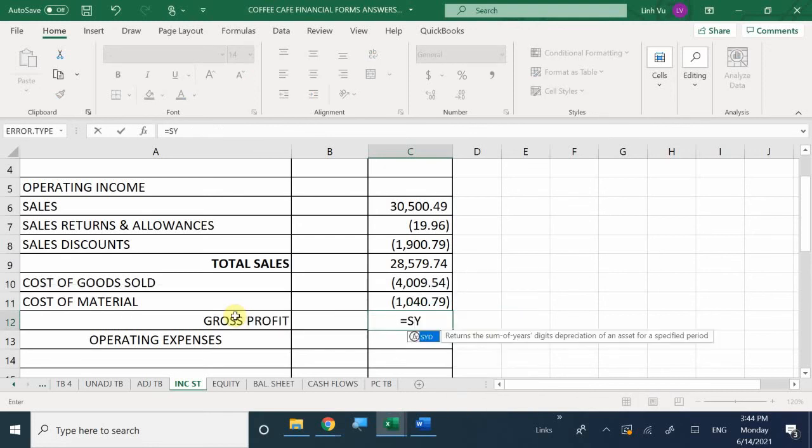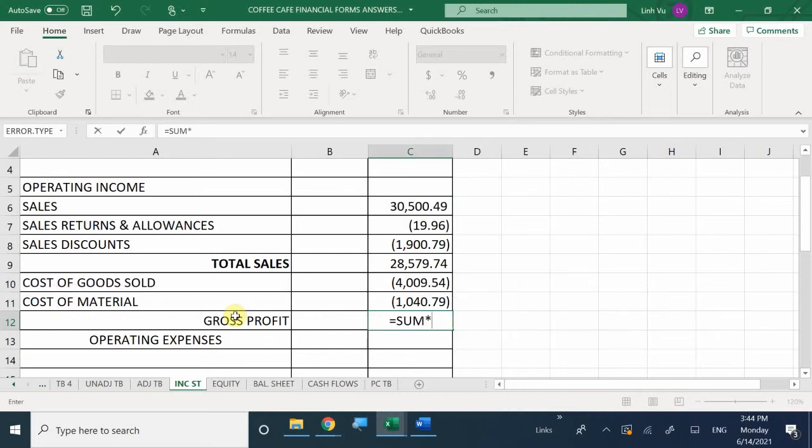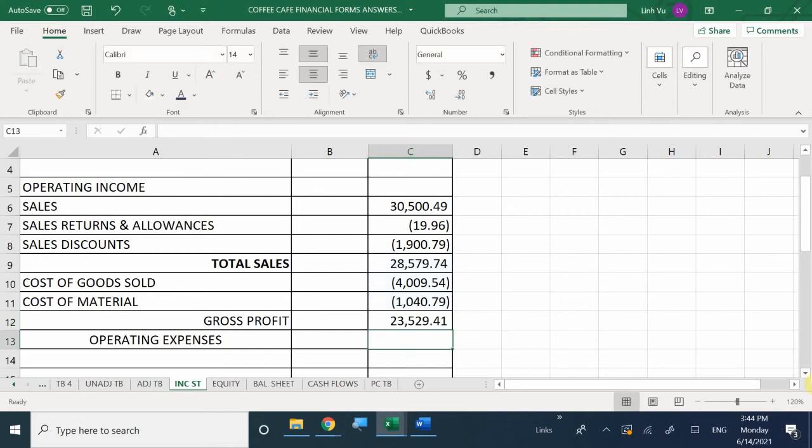Okay, so if I started with 28,000, right, of sales, minus out my cost of selling my coffees and my coffee cups and everything, what is going to be my total amount of gross profit? 23,529.41. Okay, so that's your gross profit that you've earned from generating revenues.